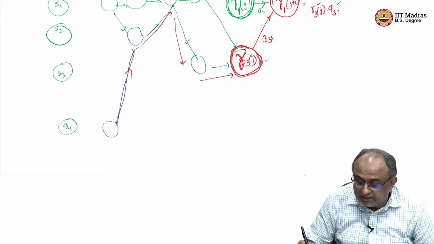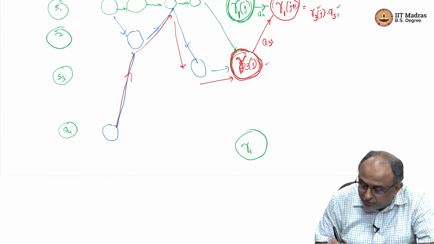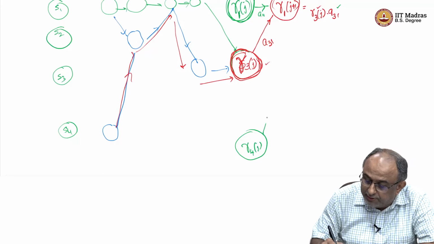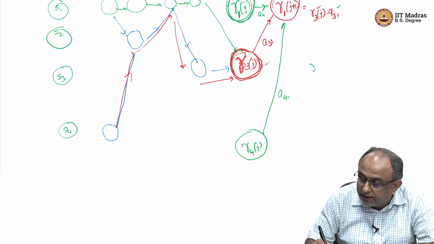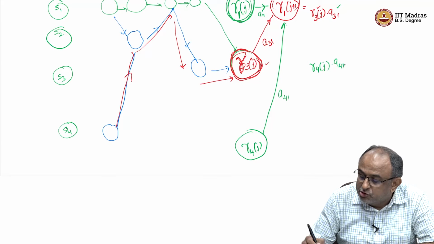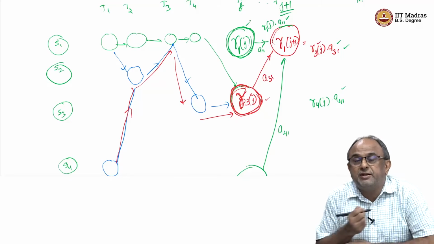But there are other guys also. So, I can come from the fourth state, right. So, I can come from gamma 4j, that will be a 4 1. So, there it will be gamma 4j multiplied by a 4 1. Now I have to compare all of these three things and find the max, right.